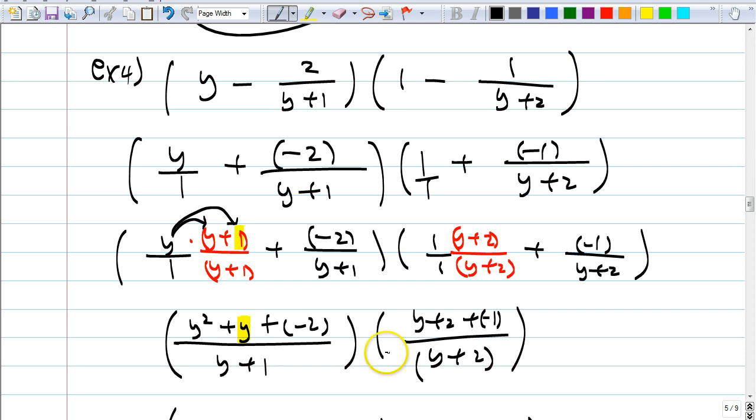So you could write it as one fraction, right? Because they both have the same denominator, right? Are you okay with that? So we get y squared plus y minus 2 for the first fraction over y plus 1. The other just becomes y plus 1, isn't that just y plus 1? Right, guys? Because you get y plus 2 plus negative 1.